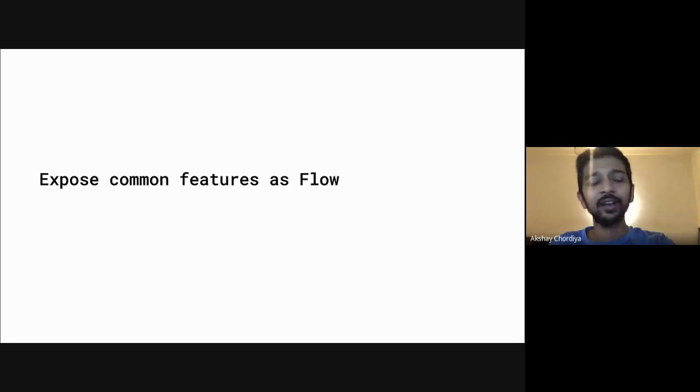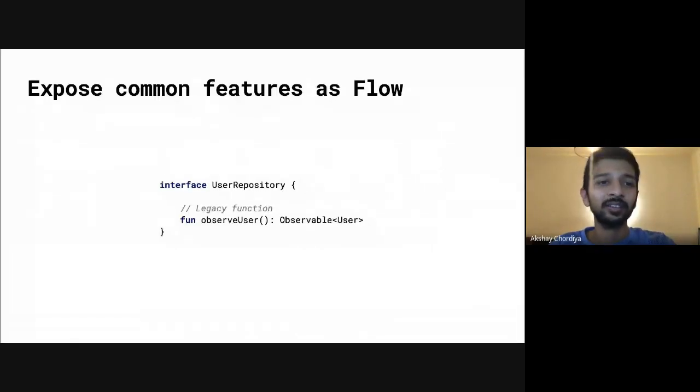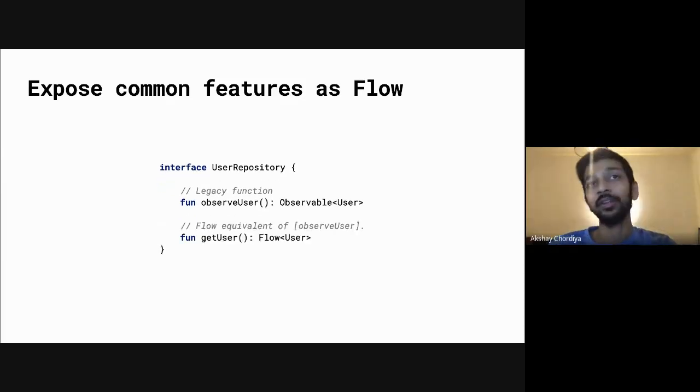So let's take an example. Let's say you have this existing interface which exposes an observable of user. One approach here is to convert this function to return Flow or coroutine, which is just great. If it's possible, just change it to Flow or coroutine, but it's not always feasible. So another approach to the problem, which I would recommend, is to duplicate this base API and expose this duplicated API as Flow or coroutine.